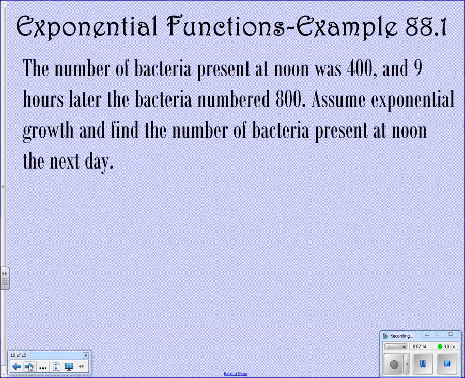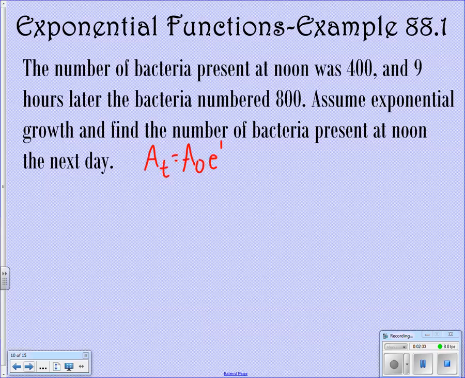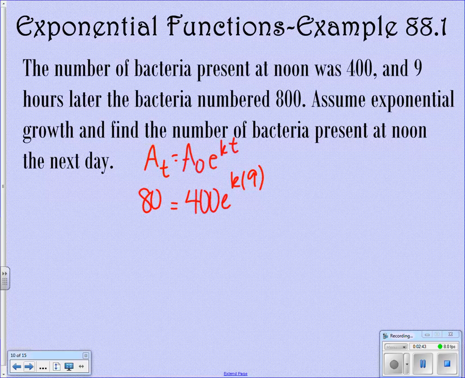So looking at an example, the number of bacteria present at noon was 400, and 9 hours later the bacteria numbered 800. Assume exponential growth and find the number of bacteria present at noon the next day. So the first thing that you're going to have to do is solve for your k. And the way you're going to do that is to use this formula. So the initial amount was 400. And then 9 hours later, we have 800.